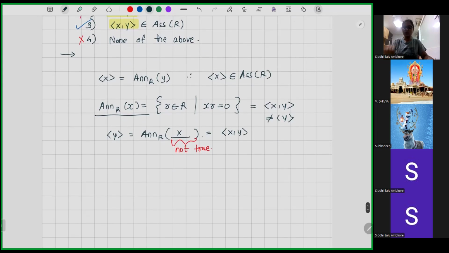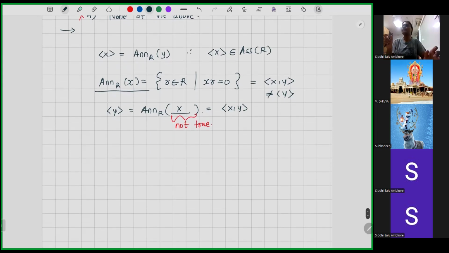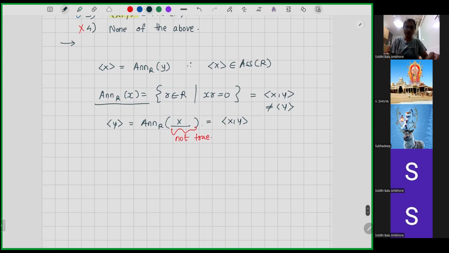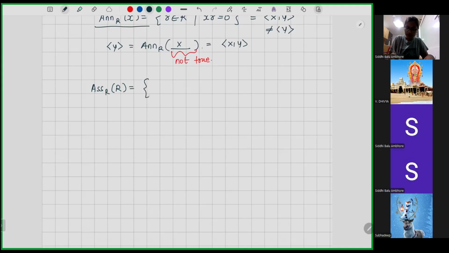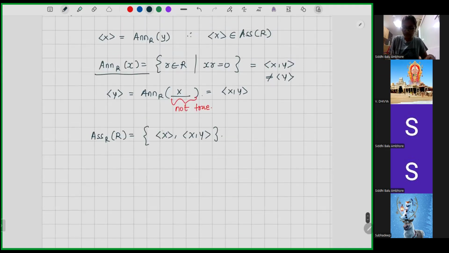But in general, as Subhadeep also pointed out, the ideal generated by x itself is also an associated prime of this ideal. So let me write. The associated primes of R are the ideal generated by x and the ideal generated by x and y. Is this clear? When I write this, I mean they are in quotient rings and so on.